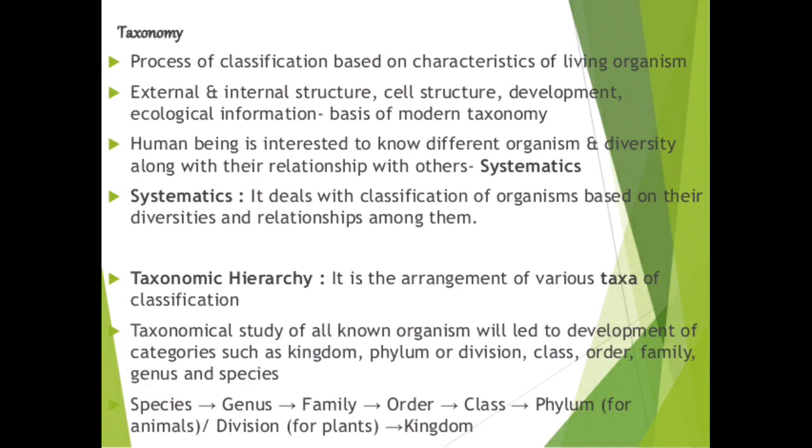Taxonomic hierarchy is the arrangement of the various taxa of classification. Taxonomical study of all known organisms led to the development of categories such as kingdom, phylum or division, class, order, family, genus and species. The smallest taxon is species, then genus, then family, then order, then class, then phylum for animals and division for plants, and then kingdom.